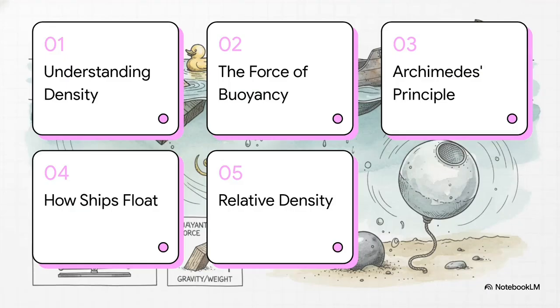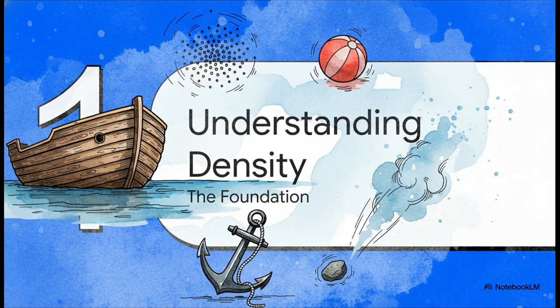So, here's our game plan. First, we're going to get a solid grip on what density is all about. Then, we'll introduce the force of buoyancy. After that, we'll dive into Archimedes' famous principle and use that to figure out how ships actually float. And finally, we'll look at a really handy shortcut called relative density. All right, let's start at the very beginning.